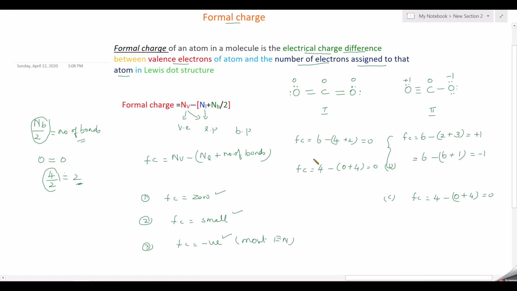Now when you take this carbon dioxide structure, here this formal charge is 0, but here you have some charges. So oxygen has a plus charge and this oxygen has a minus charge. So which structure is preferred? Seeing the first guideline, where the formal charge is 0, that structure is preferred. So based on that, structure 1 is preferred compared to structure 2. So this is about the formal charge.